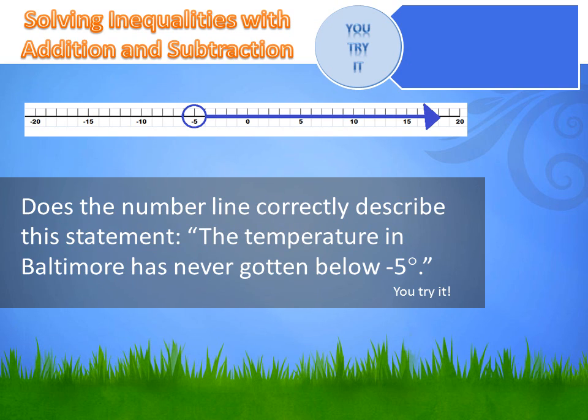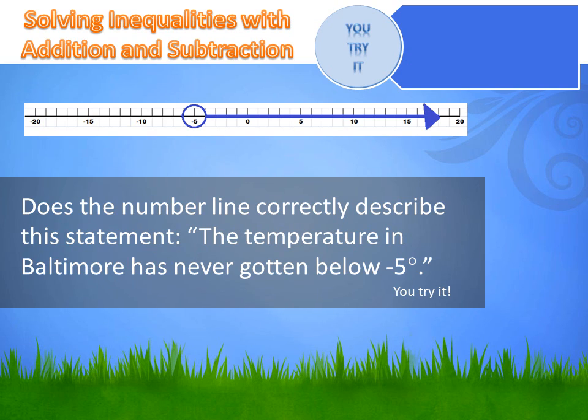Well, what it's telling us is the temperature in Baltimore has never gotten below that. That means it's always above that. So the temperature is going to be greater than -5. But would it include -5? Is it temperature is greater than -5, or temperature is greater than or equal to -5?